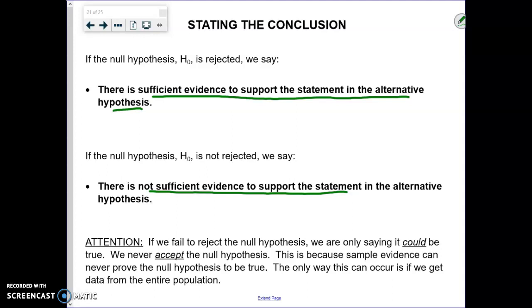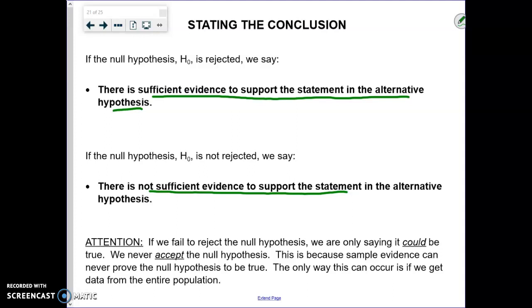Now notice we don't say that we accept the null. We just say we fail to reject, because, ladies and gentlemen, we are only saying that the null hypothesis could be true. If your sample evidence isn't strong enough to disprove the null hypothesis, we aren't saying that the null hypothesis is true. We're just saying our sample data wasn't strong enough to say it wasn't true.